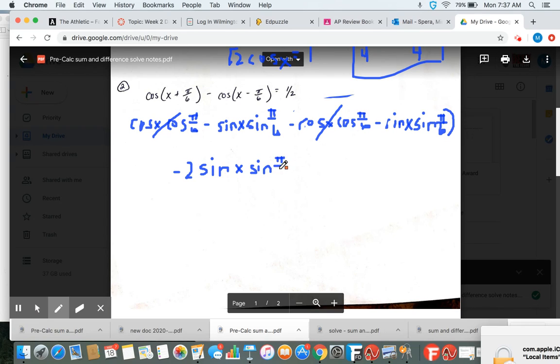sine of pi over 6 equals 1/2. All right, this next step, you're now going to replace the value for whatever sine of pi over 6 is in this case. All right, so we know that to be 1/2. Negative 2 times negative 1/2 is negative 1. So negative sine x equals positive 1/2.